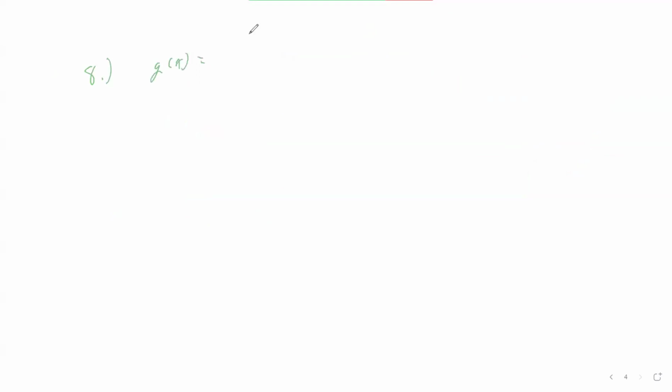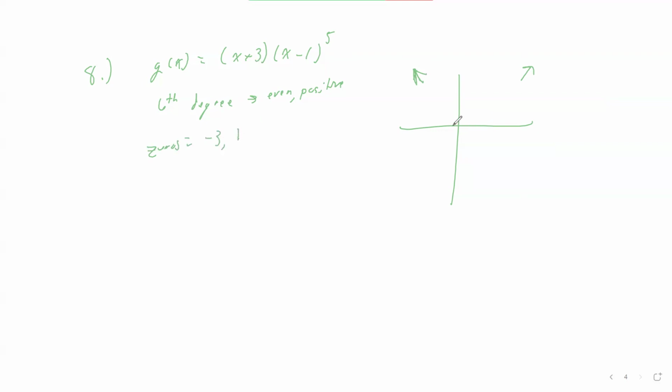So g of x is equal to x plus 3 and x minus 1. Again, I can see that this is a 6th degree polynomial, so it's even and positive. So it's going to be somewhere up here and somewhere up here. And then I see that my zeros are -3 and 1. So 1, 2, 3, and 1. I can see at -3, it's odd. So both of them are odd. So it's going to go through it at some point, come back through it just like that.